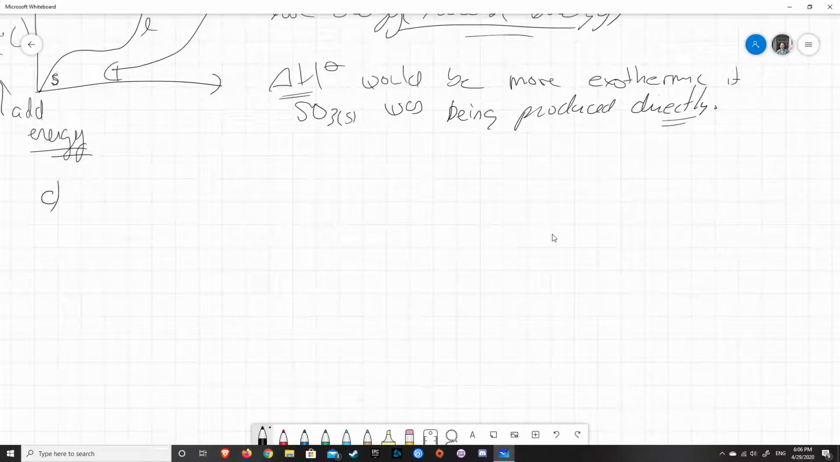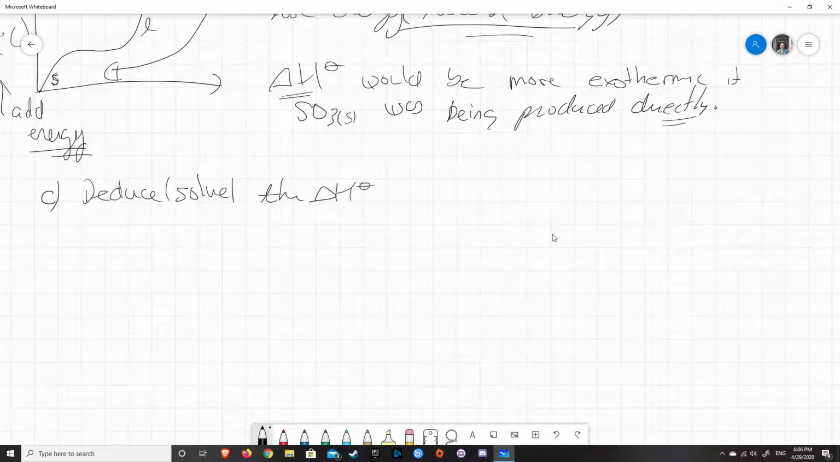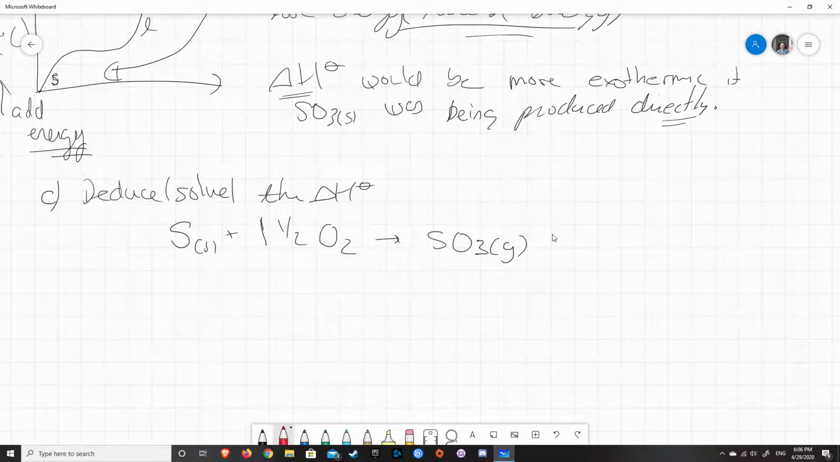Let's look at C. So with C it says deduce. So solve, basically. Solve the delta H naught of this reaction of sulfur solid plus 1.5 O2 reacts to form SO3 gas. So we need to use the information that was provided to us before. So I'll rewrite those equations down here just so that we don't need to keep scrolling up and scrolling down.